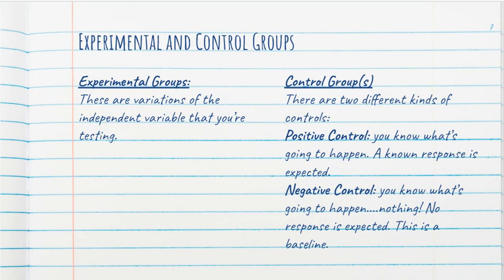As far as our experimental groups, these are going to be the variations of the independent variable. So what's our independent variable again? The color of light. So what are the variations that isn't our control? Red and blue. So those would be our experimental groups, okay?